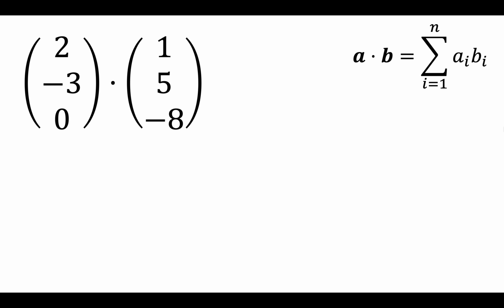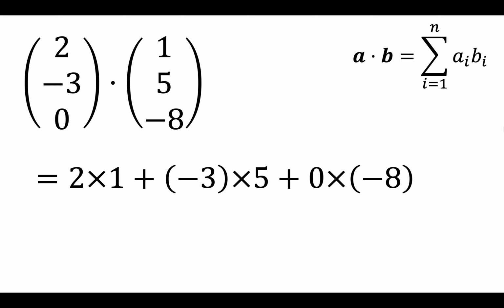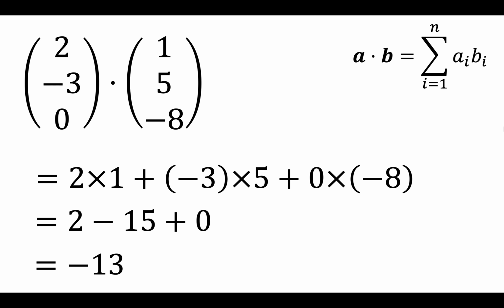For example, if we are trying to calculate the dot product of two three-dimensional vectors, 2, minus 3, 0, and 1, 5, and minus 8, then it is going to be equal to 2 times 1 plus minus 3 times 5 plus 0 times minus 8, which is equal to 2 minus 15 plus 0, which is equal to minus 13.